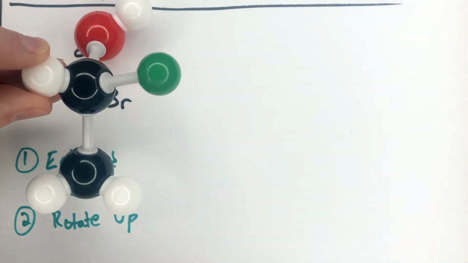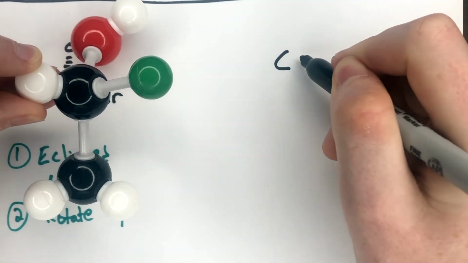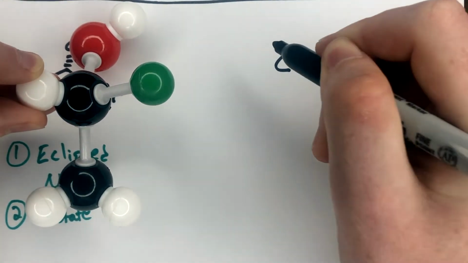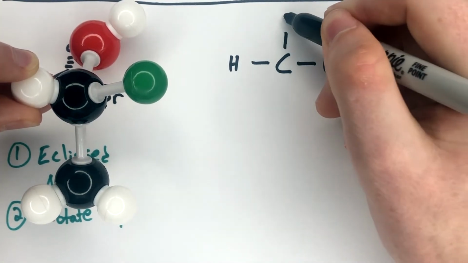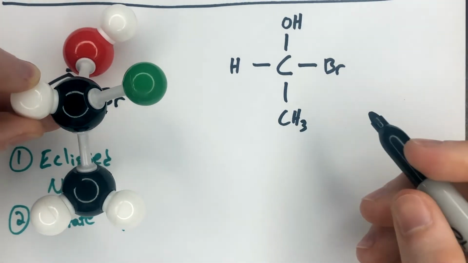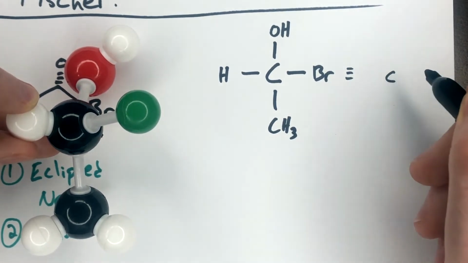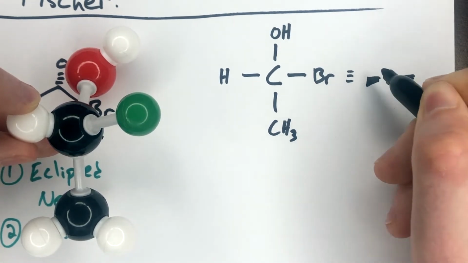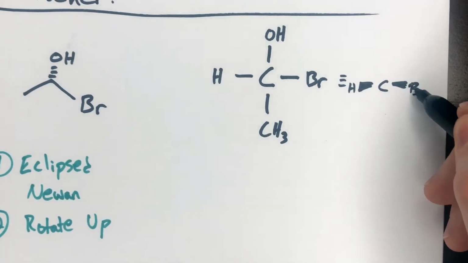So let's draw the Fischer projection now. Carbon, bromine coming out of the plane, which is the horizontal, and then a hydrogen out of the plane on the horizontal, and then the OH is up and in the plane, and the methyl is up and in the plane. So again, in the Fischer projection, this is equivalent to the wedges on the horizontal, like this.